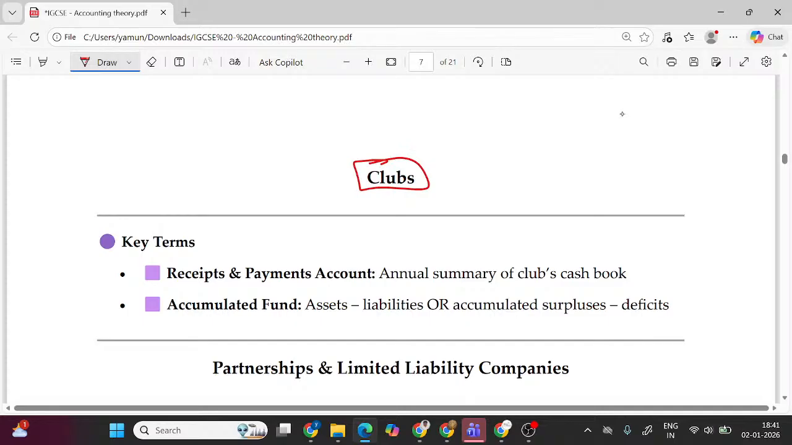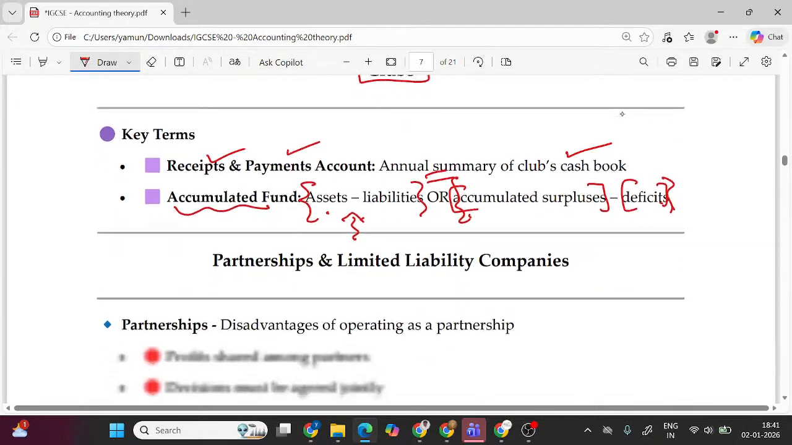Clubs: receipts and payments account, there will not be a profit and loss account, right? For non-profit organizations, non-government organizations and all, we will be using the term receipts and payments, okay? Or income and expenditure, whatever you see. So it's an annual summary of the club's cash book. Accumulated fund will be nothing but assets minus liabilities, or what you call accumulated surplus minus deficits. So you have two ways you can do it: assets minus liabilities or accumulated surplus minus deficits.